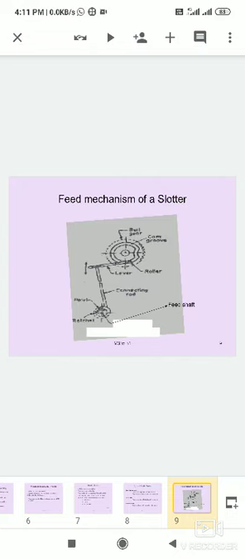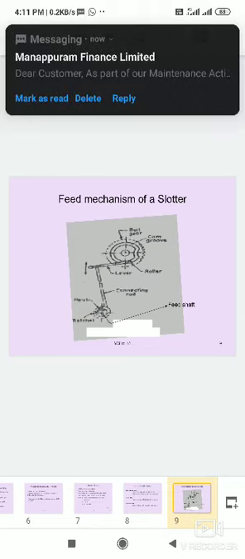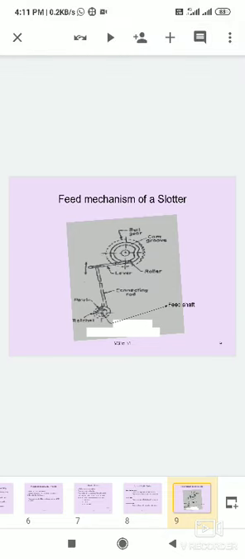The ram moves in the vertical direction, in an upward direction and a downward direction. The downward direction is the cutting stroke and the upward direction is the idle stroke. With the feed adjustment pin, we can adjust the lever for the required workpiece sizes, required operations and required strength.